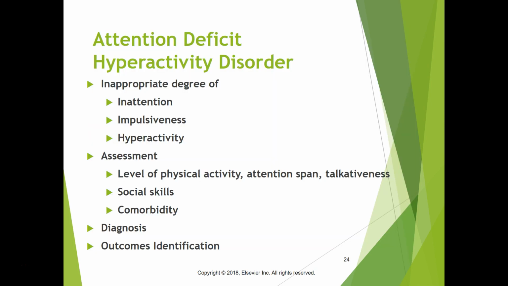Okay, now we're going to be talking about attention deficit hyperactivity disorder. So the basic characteristics are an inappropriate degree, and inappropriate would be kind of the key word, of inattention, impulsiveness, and hyperactivity. Because if you think about a child in general, lots of children have trouble paying attention, being impulsive, and being sometimes hyperactive. So we have to really learn to understand the difference between normal childhood behavior, what's developmentally appropriate, and when it becomes an illness.